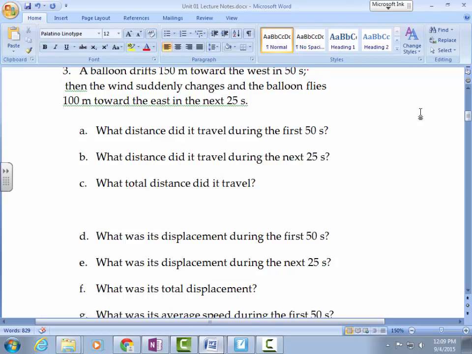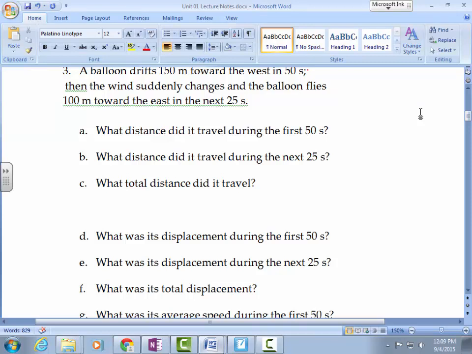So let's actually work this through. Let's just write these up. What distance did it travel in the first 50 seconds? So A, it travels, how much? 150 meters. B, 100 meters. And C, 250. What's its displacement? So this is D, E, and F.